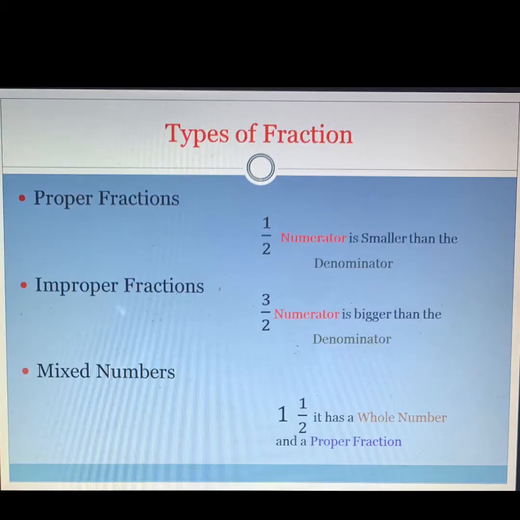Okay, let's look at some types of fractions. There are 3 types of fractions: proper fractions, improper fractions, and mixed numbers. A proper fraction has a numerator which is smaller than the denominator. In improper fractions, the numerator is bigger than the denominator. As you can see, the proper fraction example is a half, where the denominator is bigger and the numerator is smaller, whereas in improper fractions the numerator is bigger and the denominator is smaller. And the third type of fraction is mixed numbers. You can see there is a whole number and there is a proper fraction.